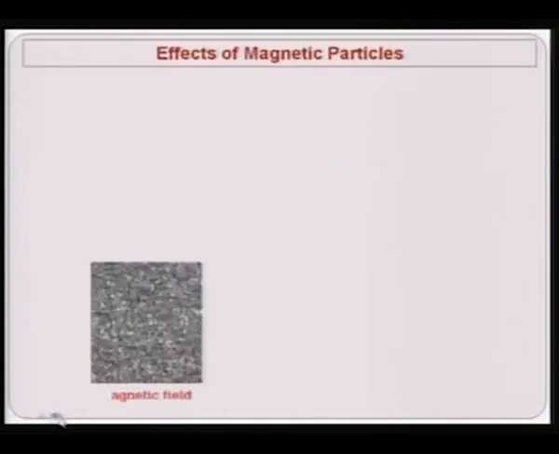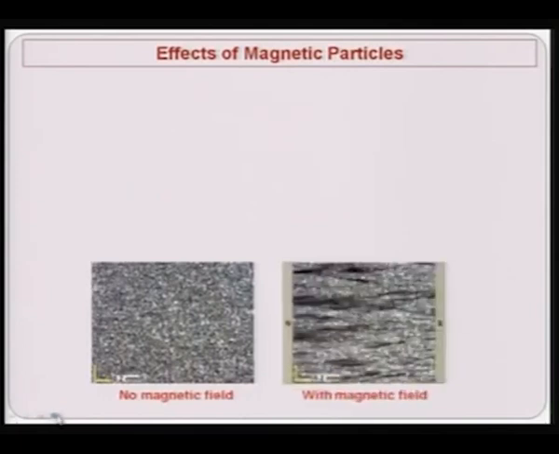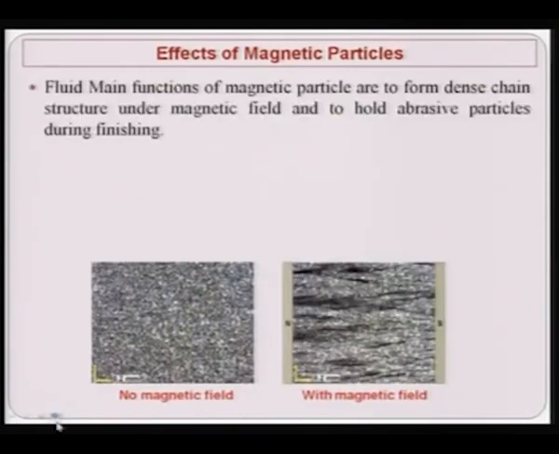Effects of magnetic particles, as I have already explained with these sketches. The main functions of magnetic particles are to form a dense chain structure under a magnetic field and to hold abrasive particles during finishing. So, you can see that with the application of the magnetic field, it is able to form the chain structure and it is holding the abrasive particles within or between the chains.